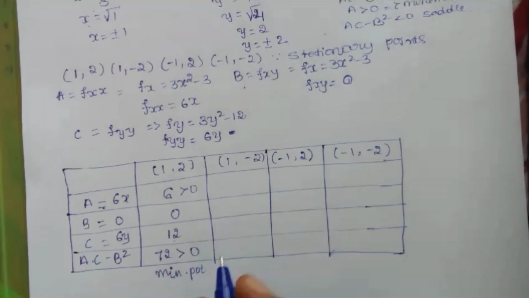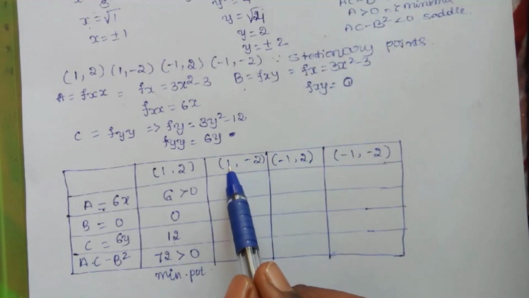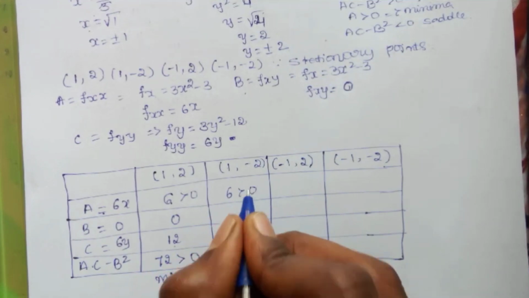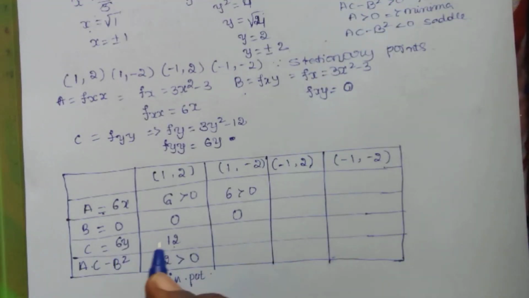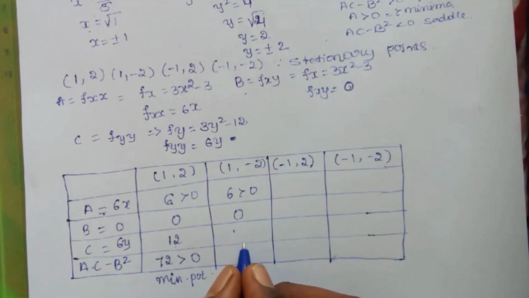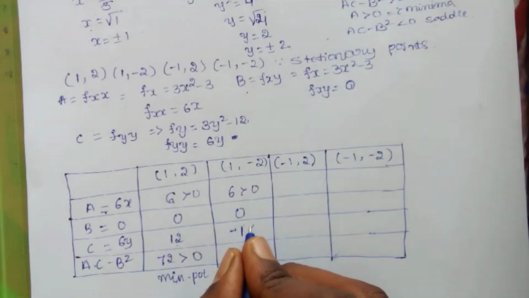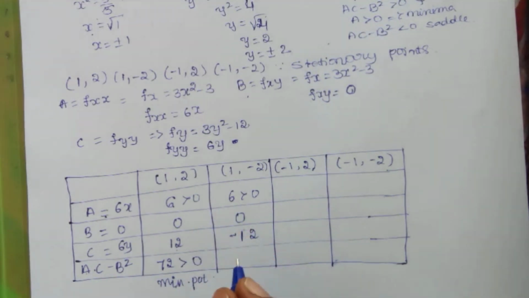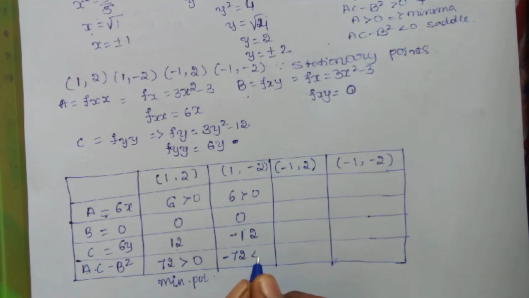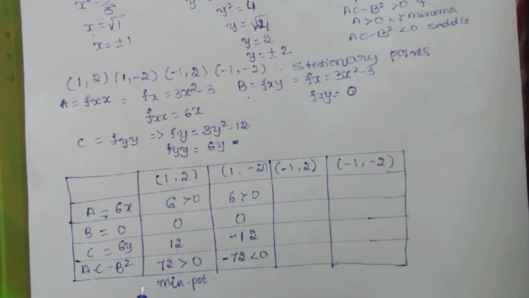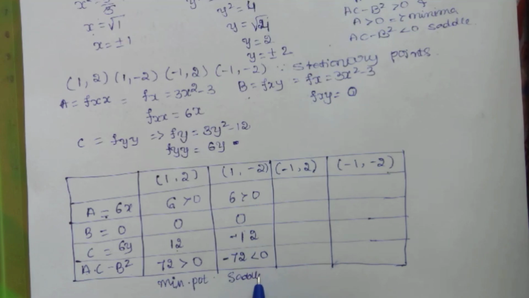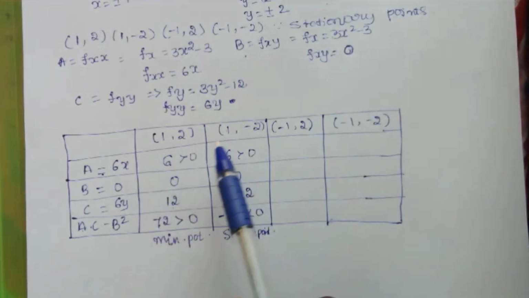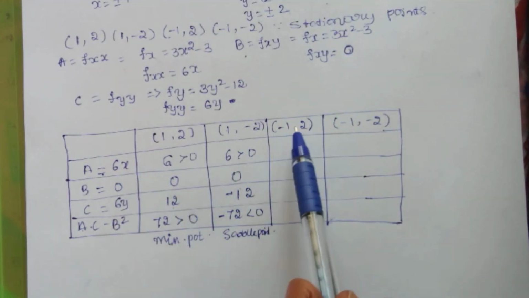Okay, then in the place of x we apply 1, and in place of y we apply minus 2. 6 into 1 we get 6, which is greater than 0, and b is equal to 0. Here c is minus 12 because y is minus 2. After that, ac minus b square is 6 into minus 12, which gives minus 72, which is less than 0. If ac minus b square is less than 0, then it is called a saddle point. Now for the next column, we apply minus 1 in the place of x and 2 in the place of y.